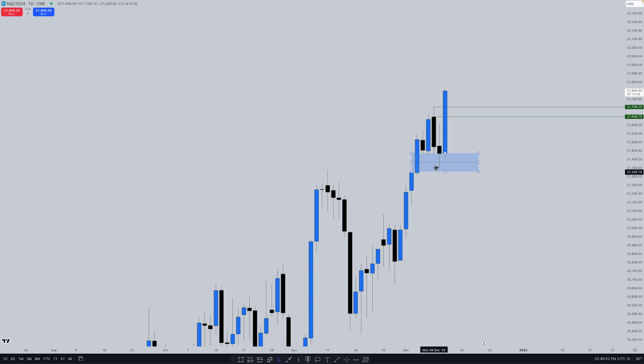So body's respecting that, leaving these imbalances open, indicating we're extremely bullish. So the target was the swing high here on the daily chart, and then beyond, because we're at all-time highs, trusting buy models.